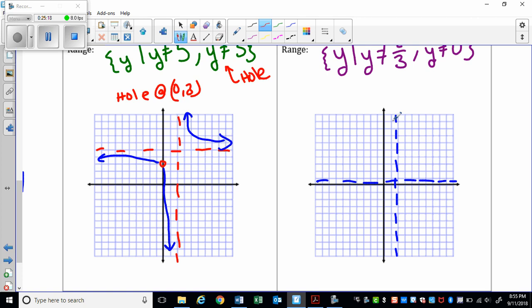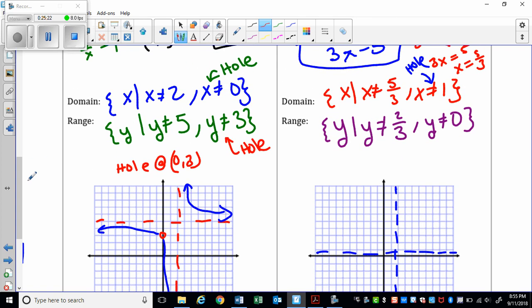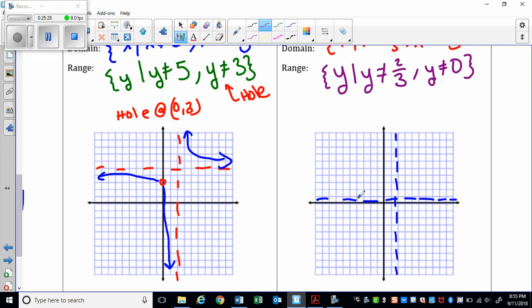Alrighty. And then I know that there's a hole. Where's my hole? It looks like when y equals 0, x cannot equal 1. So when y equals 0, x equals 1. There's like a hole here. Ah, it's bigger, sorry. Alrighty, guys, I want you to try the rest and ask me if you have any questions.